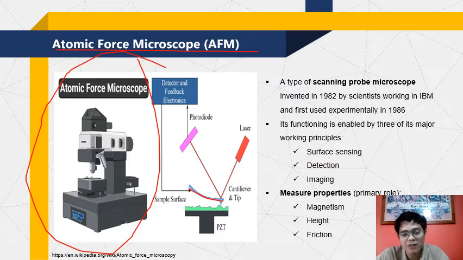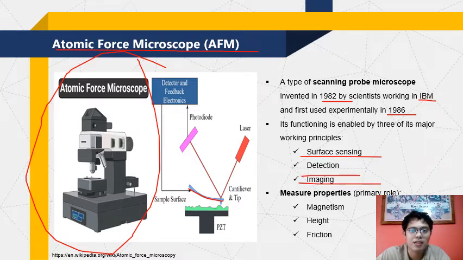It is a type of scanning probe microscope that was invented in 1982 by scientists working at IBM, and was first experimentally used in 1986. Its functioning is made possible by three of its major parts: the surface sensing, detection, and then imaging. The measured properties or primary roles are magnetism, height, and friction.